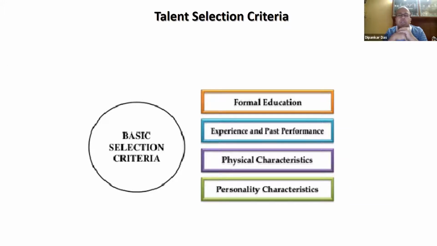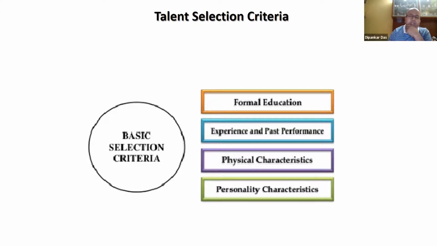Okay, so moving on, when we are selecting people, we look for some basic criteria: the formal education, the experience, and past performance. In some profiles, like for pilots or for security, you also need to look at physical characteristics, and then most importantly, you have to look at the personality characteristics. So, all of that makes a big difference.